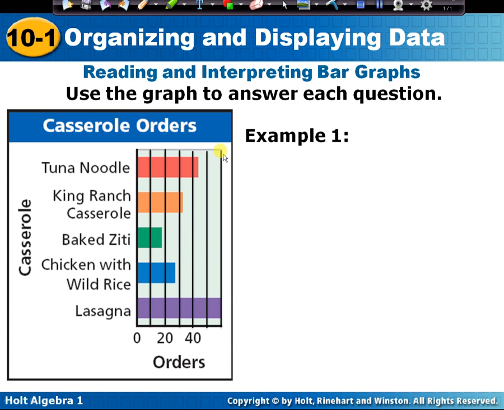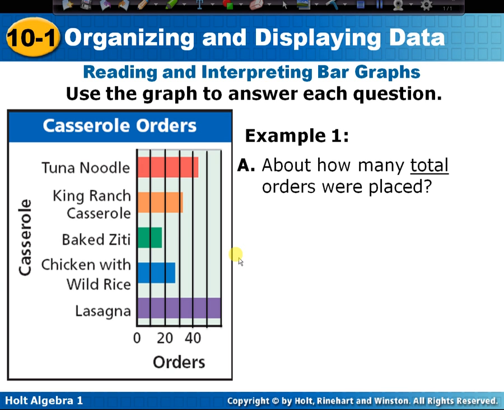Alright, example number 1 is talking about this bar graph over here, and we're talking about casserole orders. Over here are the different types of casseroles that we can order, and over here are the number of orders that were placed for that particular casserole. Example 1A says about how many total orders were placed. If you'll notice, total is underlined here. You need to fill that into your note sheet, so you're filling in the word total.